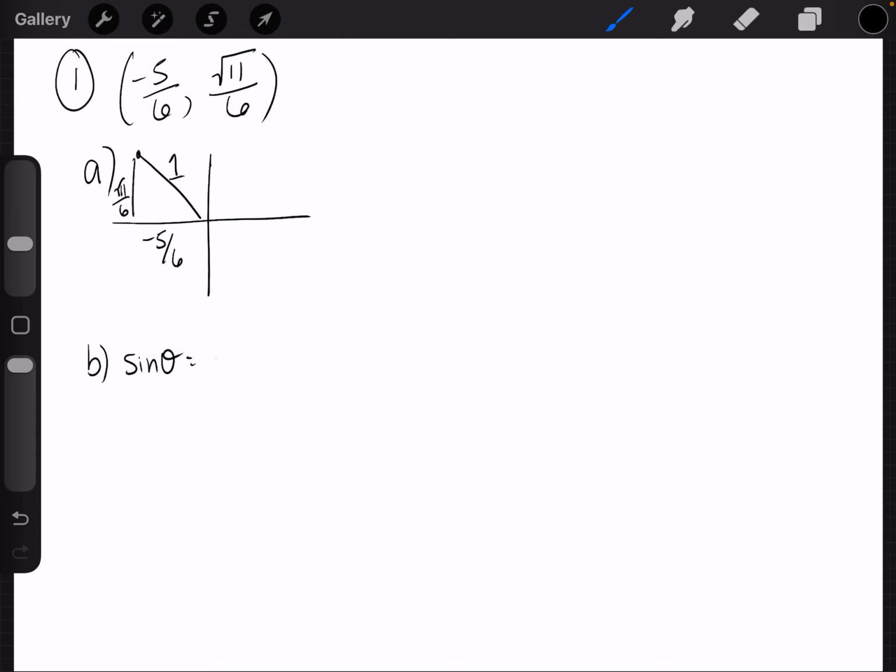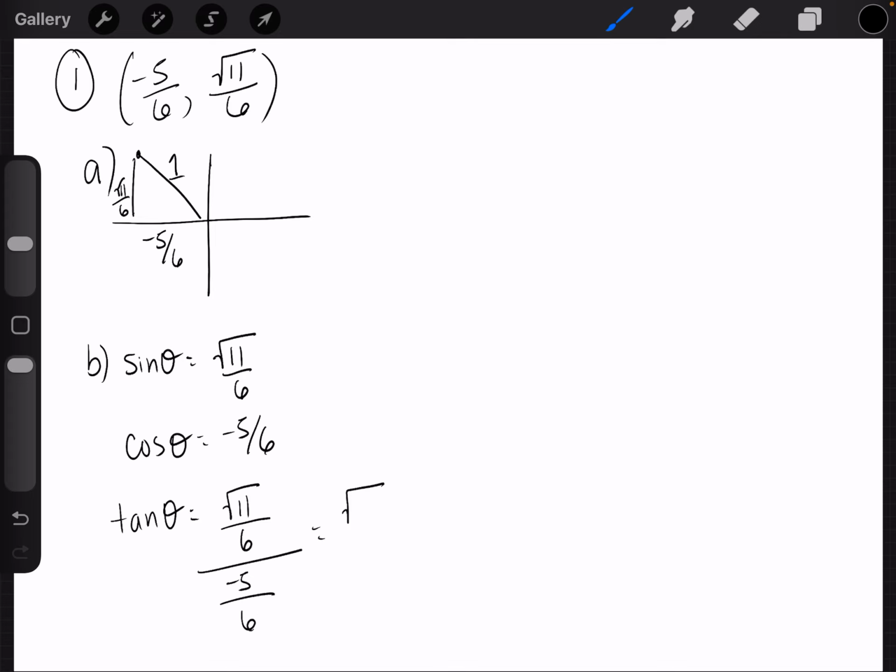Sine is pretty straightforward. It's just root 11 over 6. Cosine is also pretty straightforward: negative 5 over 6. Tan is where it gets a little bit tangly because I have to do those two values. So root 11 over 6 divided by negative 5 over 6. And that's the same thing as multiplying by the reciprocal. These guys cancel, so I get root 11 over negative 5.